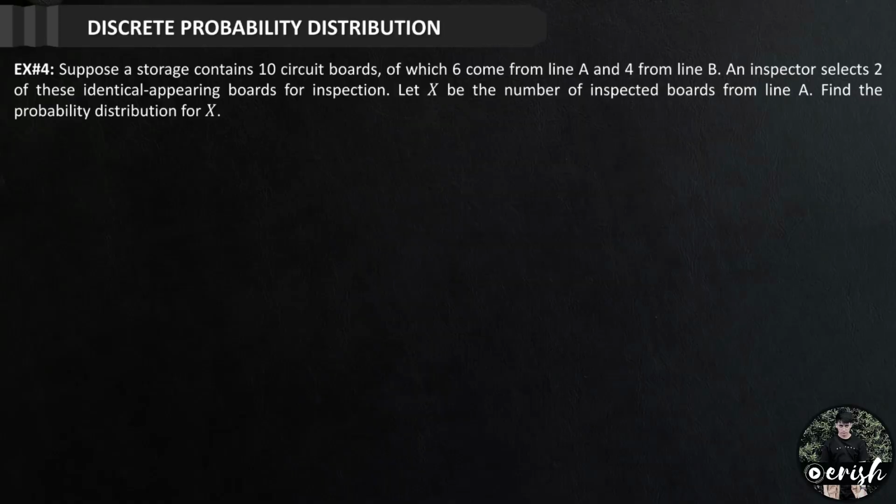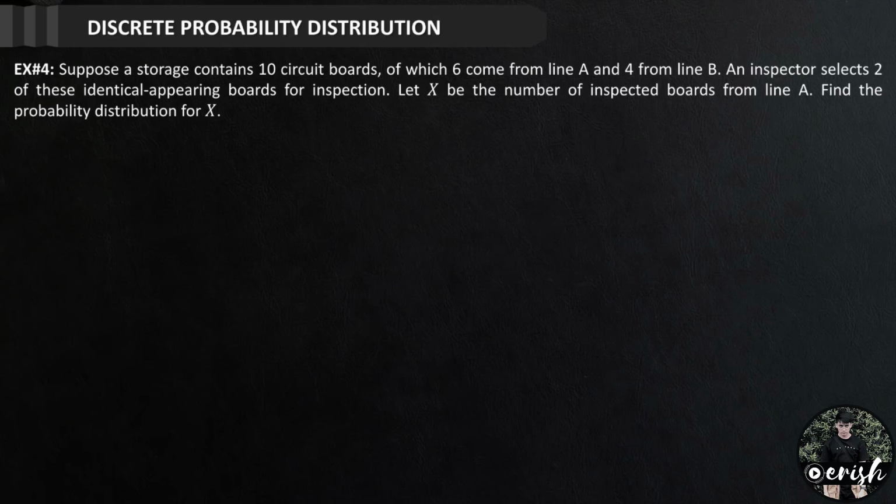Example number 4: suppose a storage contains 10 circuit boards, of which 6 come from line A and 4 from line B. An inspector selects 2 of these identical appearing boards for inspection. Let X be the number of inspected boards from line A. Find the probability distribution for X. Yung experiment natin dito ay nagko-consist of 2 selections, each of which can result in 2 outcomes. Pwede manggaling sa line A and pwede manggaling sa line B.